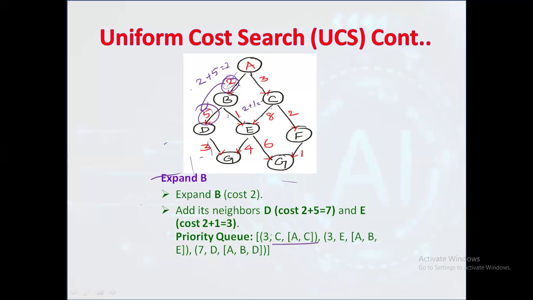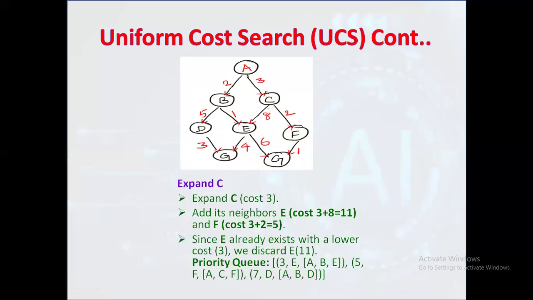These nodes are added to the queue, and the priority queue now is 3, C, AC; 3, E, ABE; and 7, D, ABD. This is the priority queue, that is the min heap. Next step is expanding C.